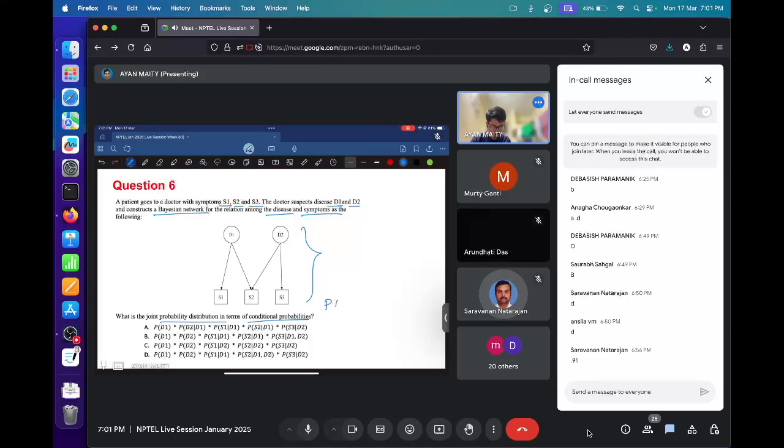What is the joint probability distribution in terms of conditional probability? So joint probability distribution basically means probability of S1, S2, S3, D1, D2, so basically the joint distribution of all the variables. So what is this probability in terms of the individual random variable probabilities and the conditional probabilities?